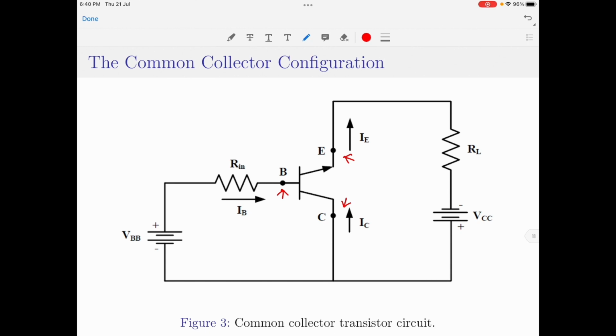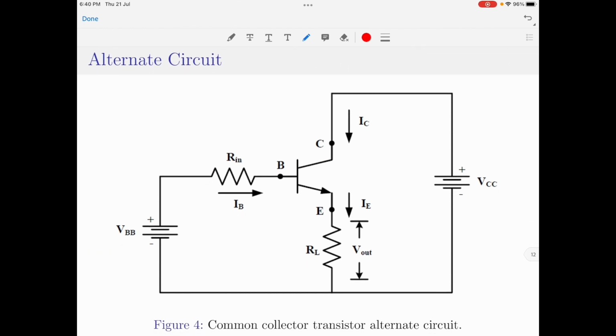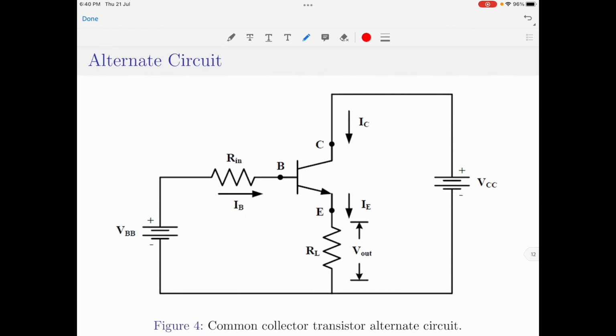You should note that this particular circuit, what I have shown in figure 3 here, is not the commonly used circuit. I have another circuit which is an alternate circuit for common collector configuration, where instead of connecting the load resistance to the collector terminal, we connect it across the emitter terminal. Also, you should note the output is taken across the load resistor connected across the emitter terminal itself. Since the load resistance is connected across the emitter and the output voltage is measured across the same load resistance, this particular technique will have an output voltage equal to the input voltage.